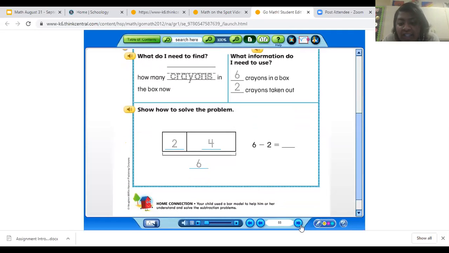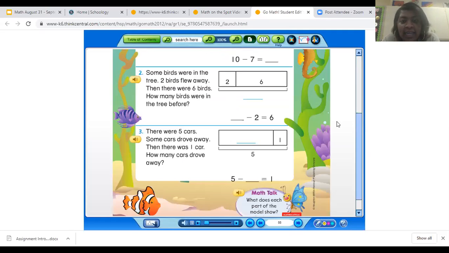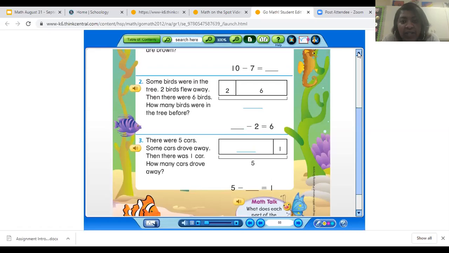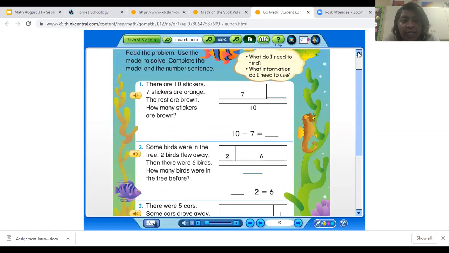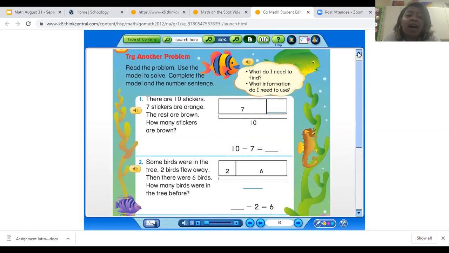Let's turn to page 66. So we're going to work through these together. We're going to do these 3 together. We're going to read the problem, use the model to solve, and complete the model and the number sentence. And right here we have some questions. What do I need to find? What information do I need to use? All right, let's look.